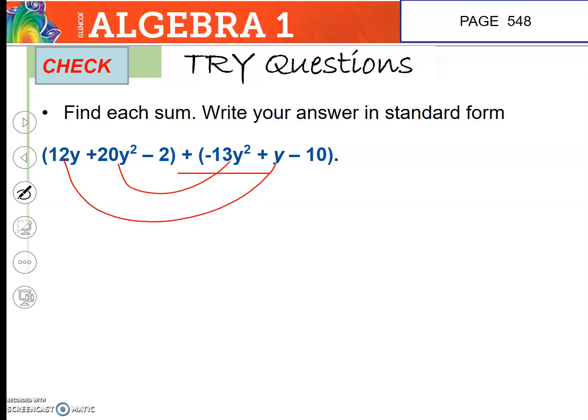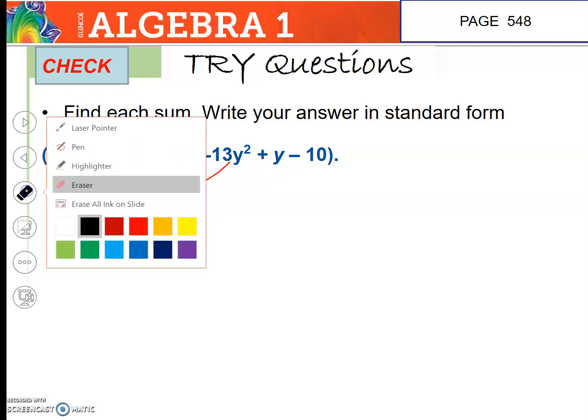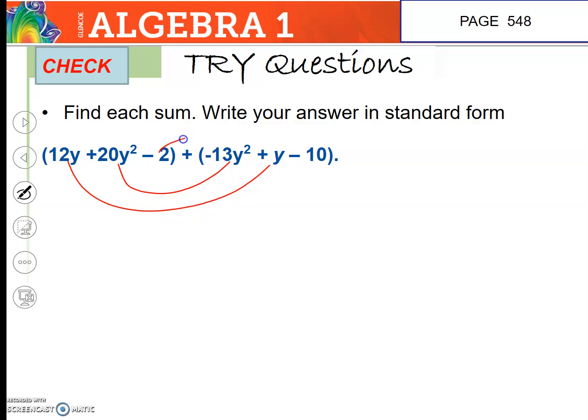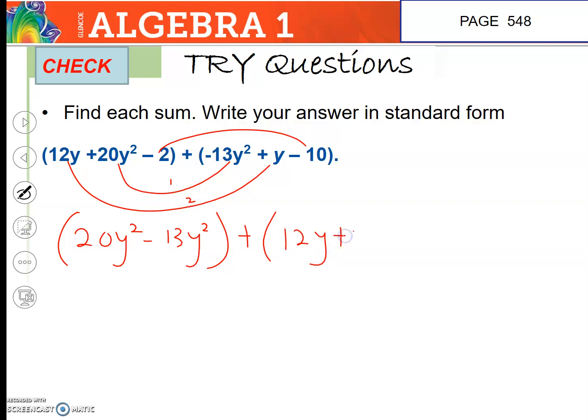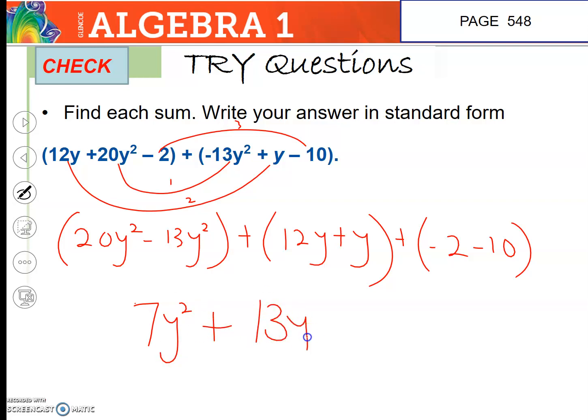followed by the second, and our constant. So the first, which is 20y squared minus 13y squared, plus our second, which is 12y plus y, and our third, which is minus 2 minus 10. And this 20 minus 13 gives us 7y squared plus 13y minus 12, and that is our answer.